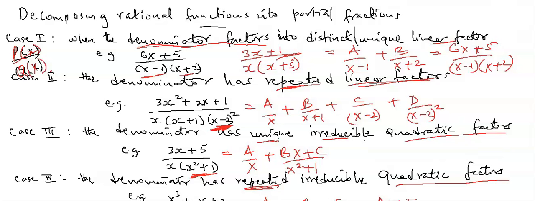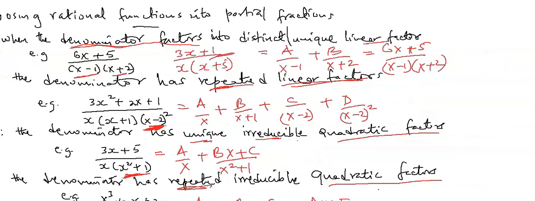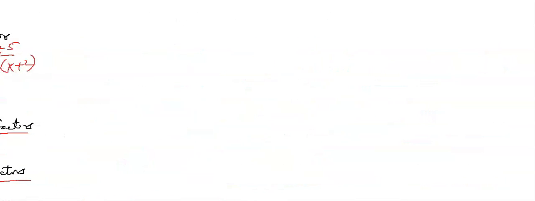Next, we look at case 2. And in this case, we have (3x squared + 2x + 1) over (x + 1) times x squared, (x - 2) squared. So how do we decompose that?